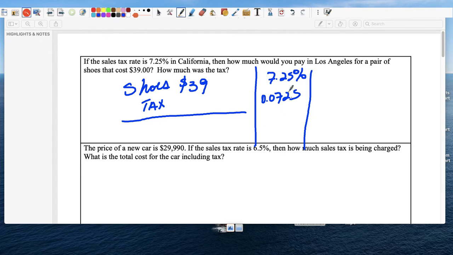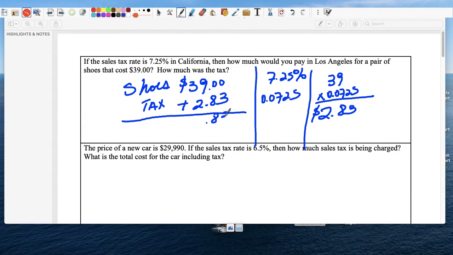So now that I made my change, I'm going to multiply the shoes, which is 39 times 0.0725, which is going to give me $2.82, rounded, 82.75, but we're going to use $2.83. So tax is 2.83. We're going to add. So don't forget the cents. We have a calculator. So this final answer is 41.83.